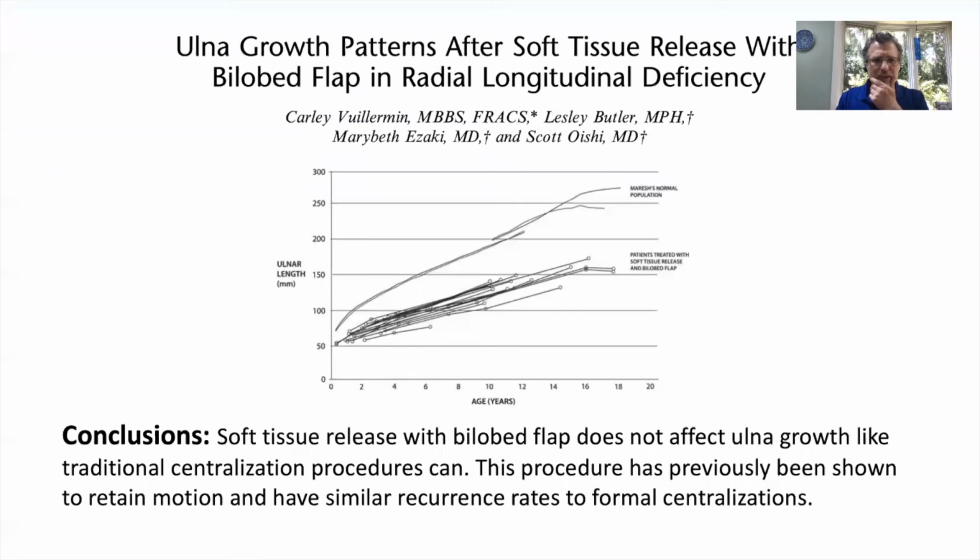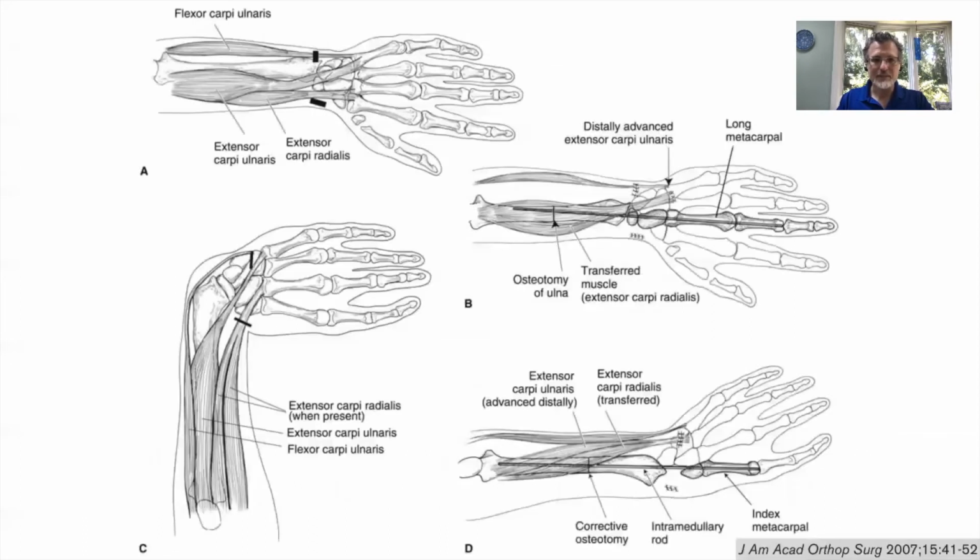And this article by Carly Buyerman, looking at ulnar growth patterns after soft tissue release with the bilobe flap and radial longitudinal deficiency, they found, as you can see on this chart, that soft tissue releases with the bilobe flap did not affect the ulnar growth in the way that traditional centralization procedures can. And this procedure has previously been shown to retain motion and have similar recurrence rates to formal centralizations. So that begs the question, if therapy can do it and a small soft tissue release can do it, then why pursue more invasive surgical plans?